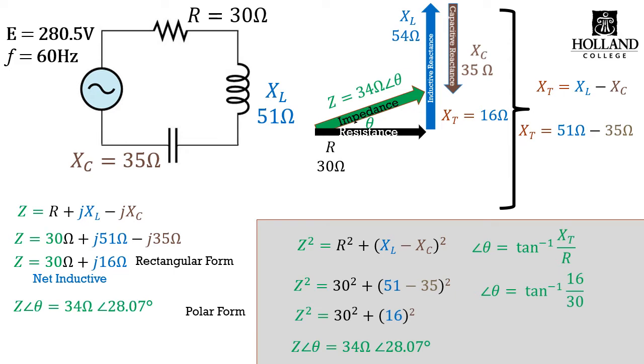If you have that function on your calculator, you can simply put it in as it is, or if you need to use Pythagorean's theorem, you can do that as well. Now keep in mind, the angle of our Z impedance is a function of the reactance total, or difference, with respect to our resistance. In this example, it works out to be 34 ohms at an angle of 28.07 degrees. That's because we have more inductive reactance impacting our circuit than capacitive reactance.